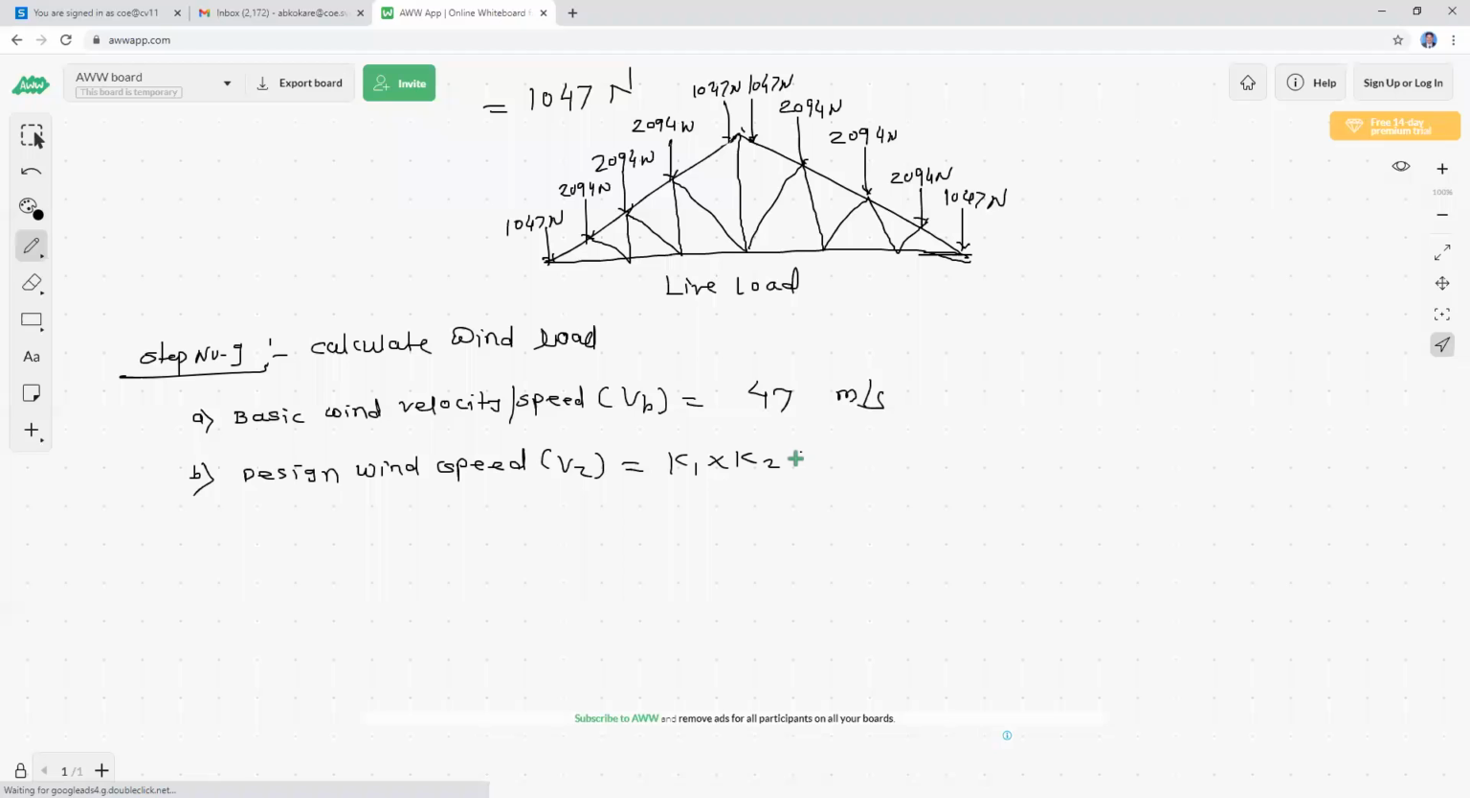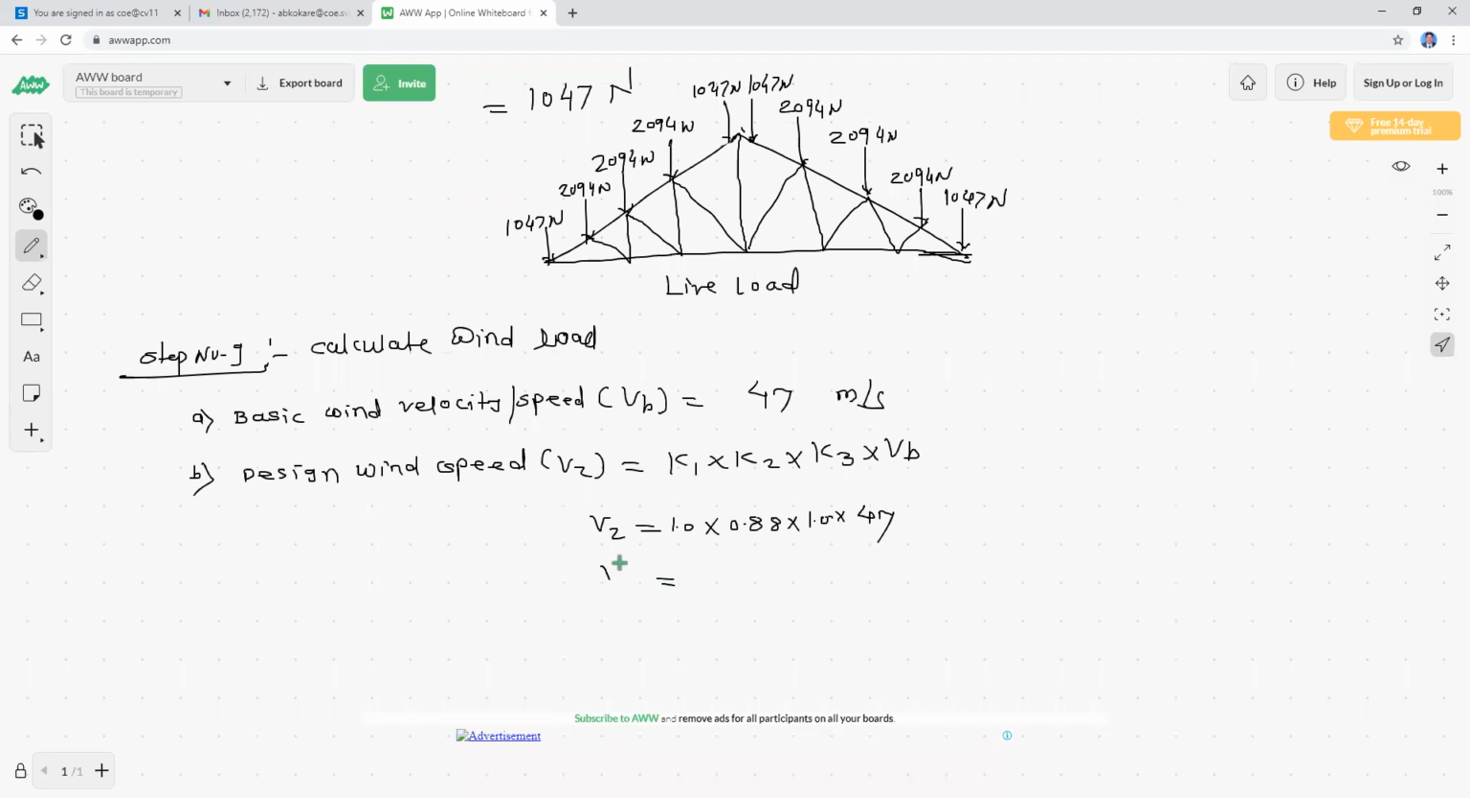Vz is equal to K1 into K2 into K3 into Vb. K1, K2, K3 values are given in our problem statement. So what is the value of K1? K1 value they have given is 1 only. K2 value is, I think, 0.88 is given. Then K3 value is again 1, and Vb we have selected for Delhi is 47.